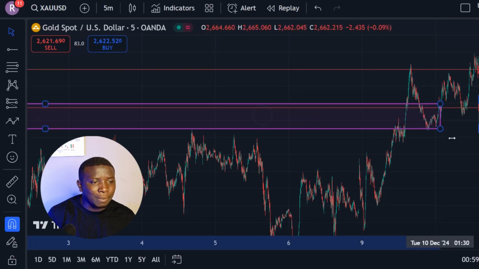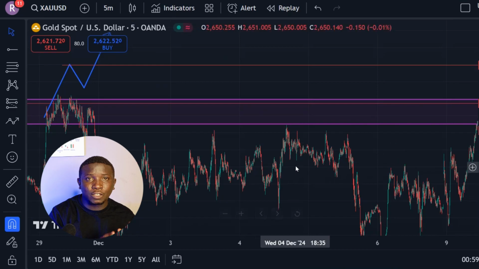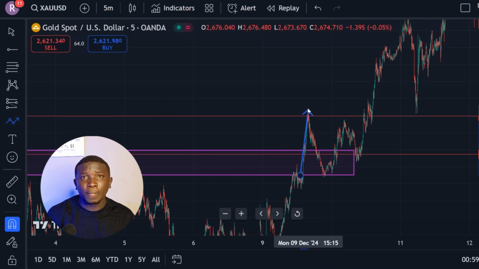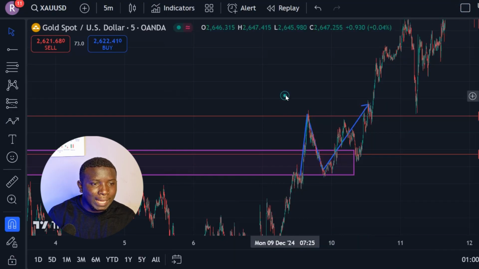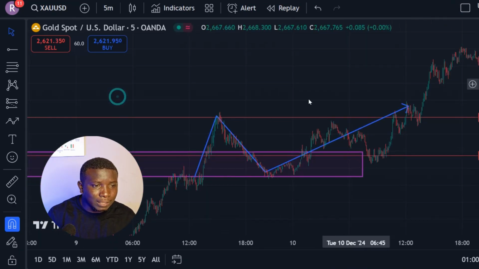You could see at about this level, we keep having a ranging market. Do not take trades in this ranging market because that is definitely where liquidity is being created, and it is very dangerous to take trades in those positions. So right about here now, you could see that this market has broken to the upside. All right, and now we have a retracement back to the downside, and about this level right here, this market has broken this structure.